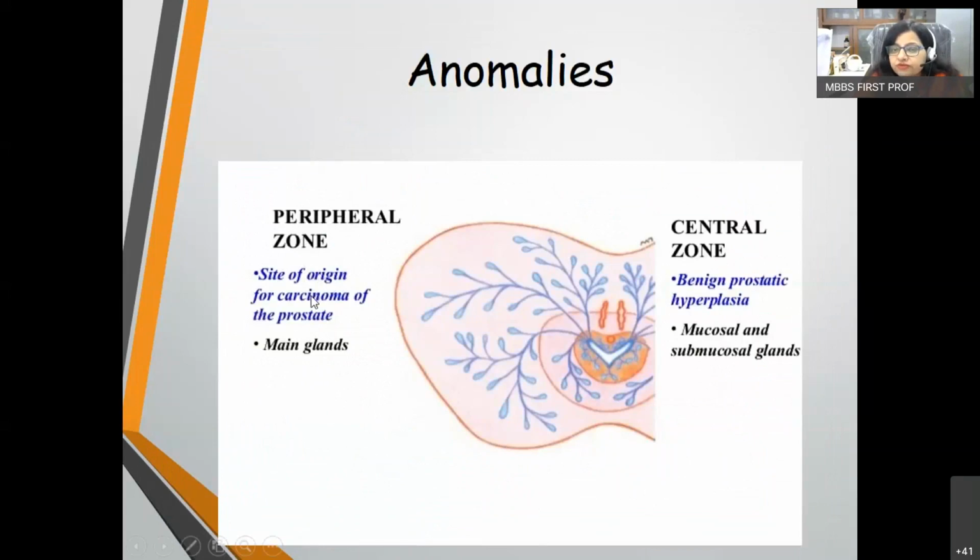The outer zone, that is the peripheral zone, is responsible for the carcinoma of the prostate, and the BPH, that is benign prostatic hypertrophy or benign prostatic hyperplasia, is because of the inner zone.